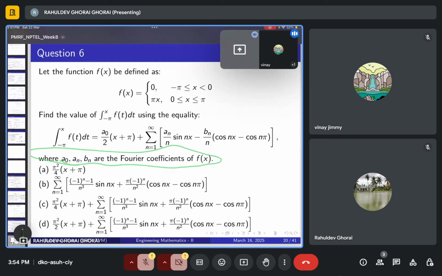So a naught will be 1 over pi times the integration from 0 to pi, because the integration is from minus pi to pi, but from minus pi to 0 the function is 0, so 0 to pi of pi x. That gives you pi square over 2. So the first term should be pi square over 4. So the possibilities are this and this.